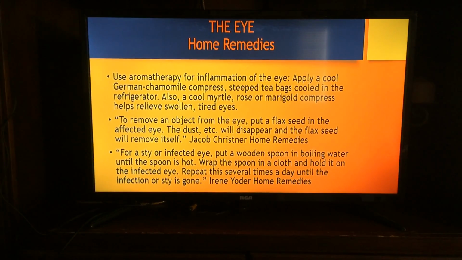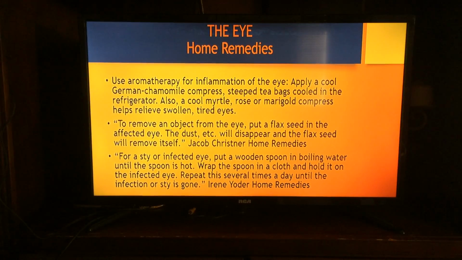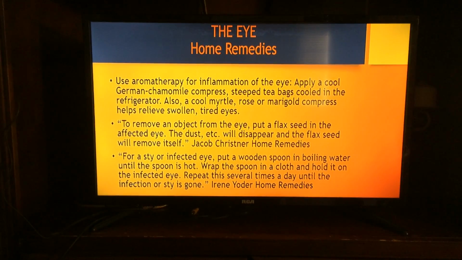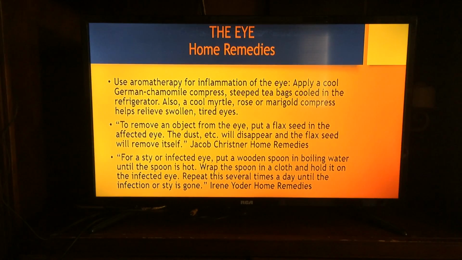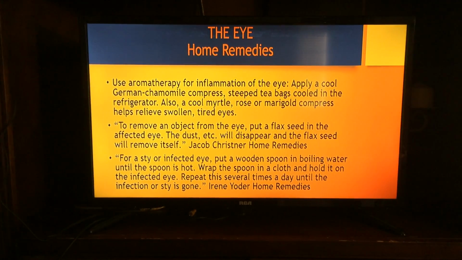For a sty or infected eye, you put a wooden spoon in boiling water until the spoon is hot. Wrap the spoon in a cloth and hold it onto the infected eye. Repeat this several times a day until the infection or sty is gone.